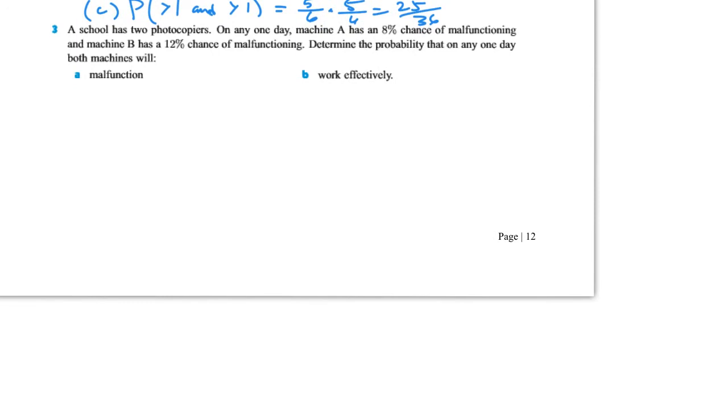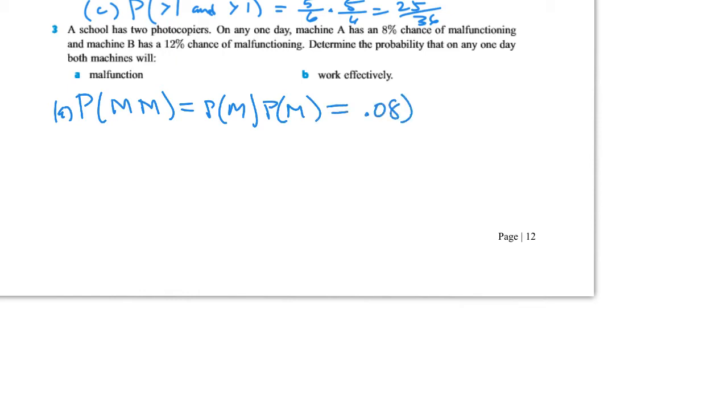All right, a school has 2 photocopiers. Machine A has an 8% chance of malfunctioning. B has a 12% chance of malfunctioning. Determine the probability that on any one day both machines malfunction. So that would be the event MM, malfunction. Well, it should make sense that you could think of these two machines as being completely independent and just follow our multiplication rule. So 0.08 multiplied by 0.12.